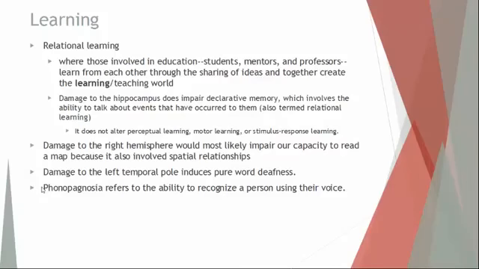Now, damage to the hippocampus does impair declarative memory. It's also called explicit memory. And this involves the ability to talk about events that have occurred. Saying things like, well, yesterday I went to the grocery store and I bought milk and I bought bread and I bought eggs. You are recalling things that happened to you, very definitive things that had happened. And if your hippocampus is damaged, that type of memory will be impaired. But this damage to the hippocampus won't affect perceptual learning or motor learning or stimulus response learning.